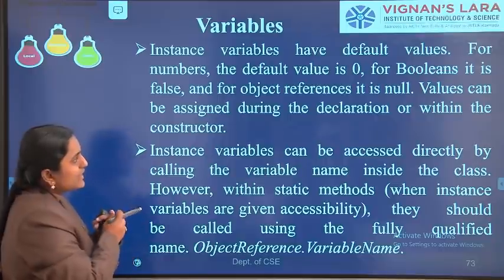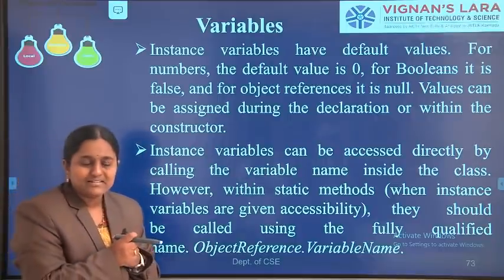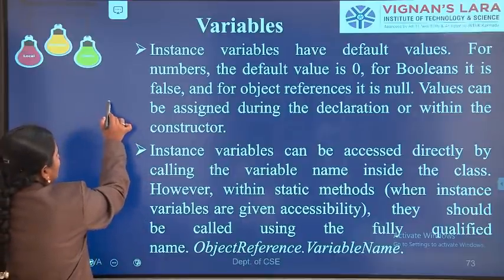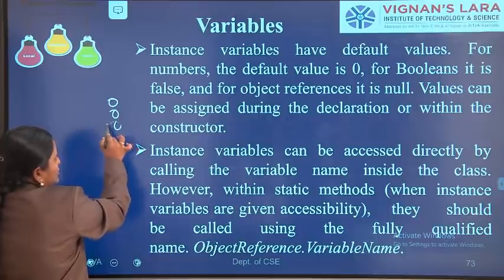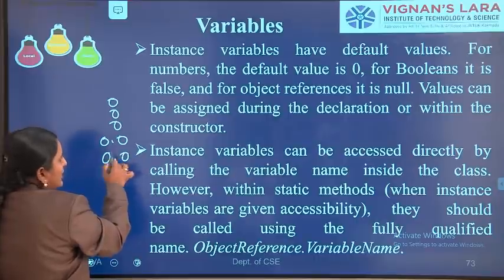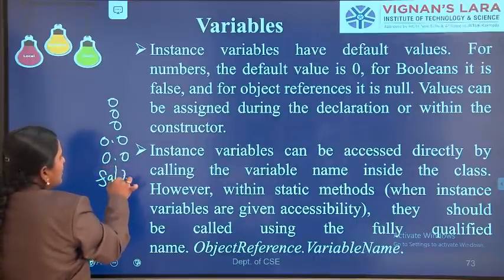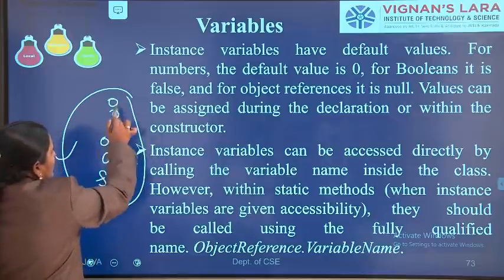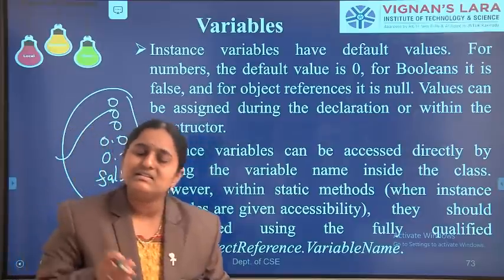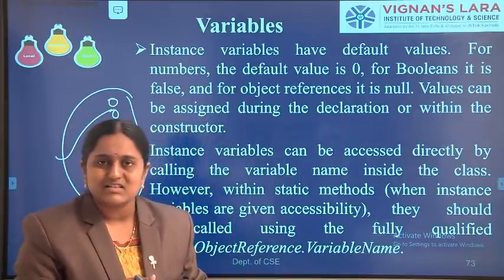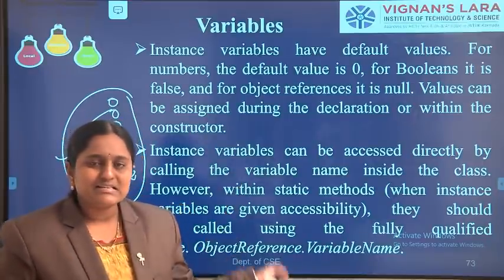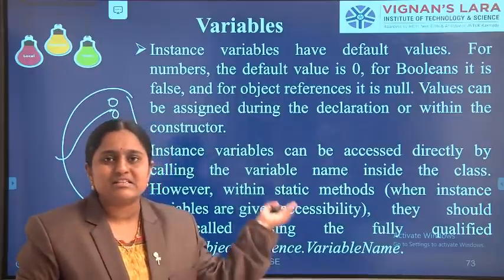For example, all primitive data types. What is the default value of primitive data types? For example, int is 0, byte 0, short 0, float 0.0, double 0.0, boolean false. These all are the default values for primitive data types. Whenever we define a variable within the class, we simply call it an instance variable. We don't have to initialize the value, because it is an instance variable and default initialization is applicable to instance variables.